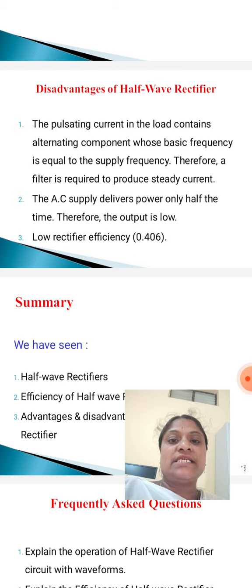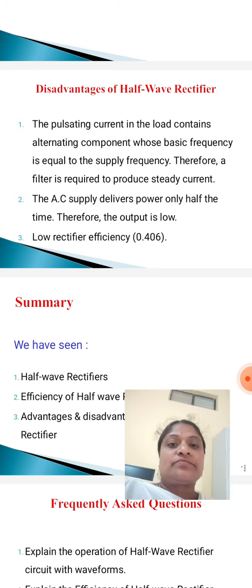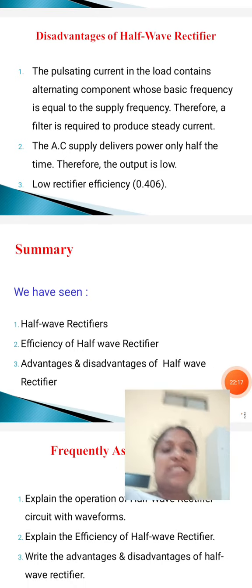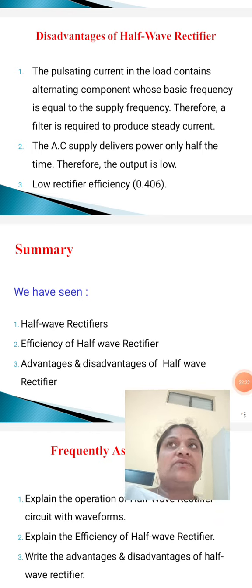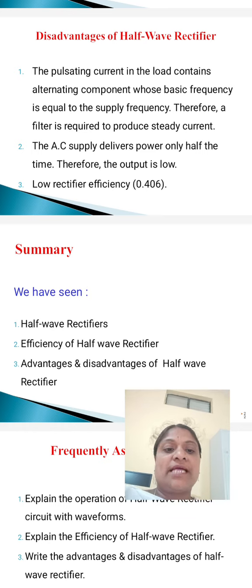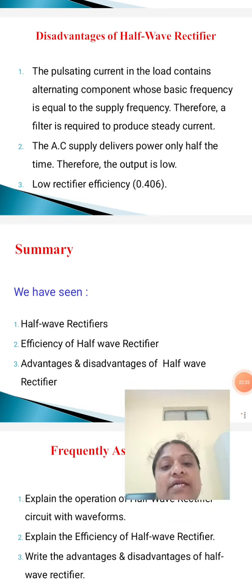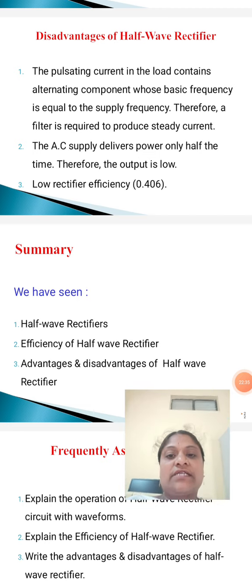Second disadvantage is that the AC supply delivers power only half the time. Therefore, the output is low. So we can use only half of the power, and the remaining half of the power is neglected. That is the disadvantage. And the next disadvantage is that rectifier efficiency is low, because 0.406 is near to the maximum of half of the maximum power. Okay. So these are the advantages and disadvantages of half wave rectifier.